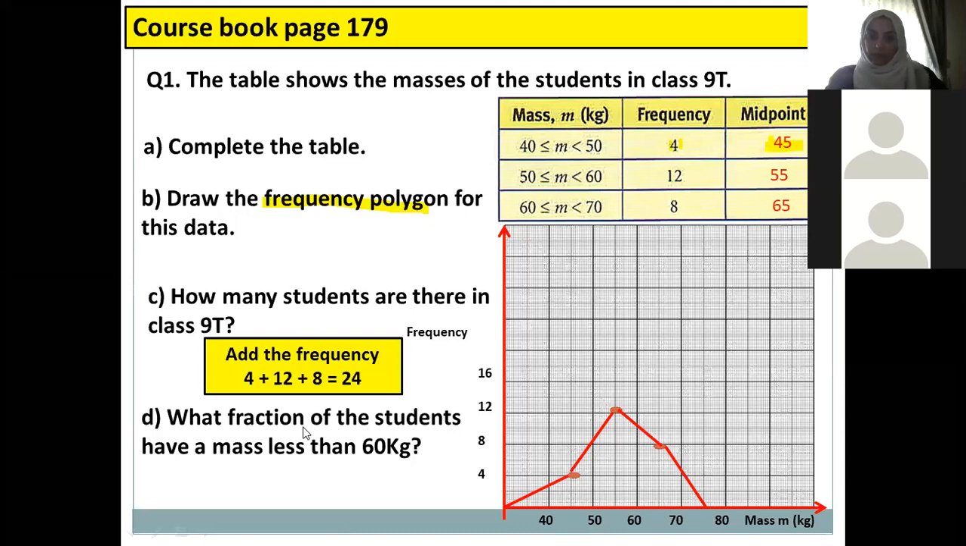Pardon? 16 over 24. Can you simplify that, Akram? Can you simplify it, Akram? Yes, teacher, 1 minute. Come on. Take all the minutes you need, Akram.